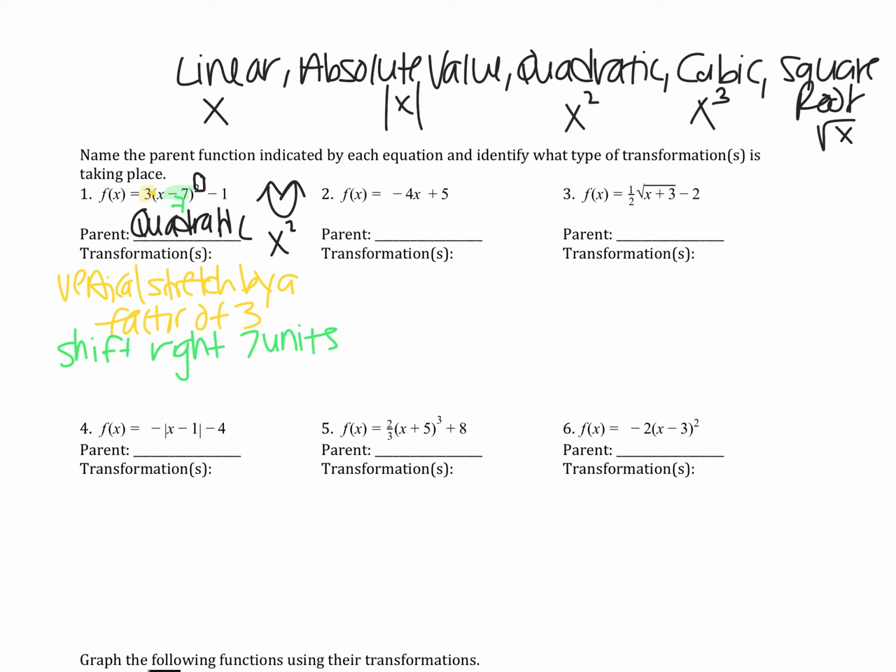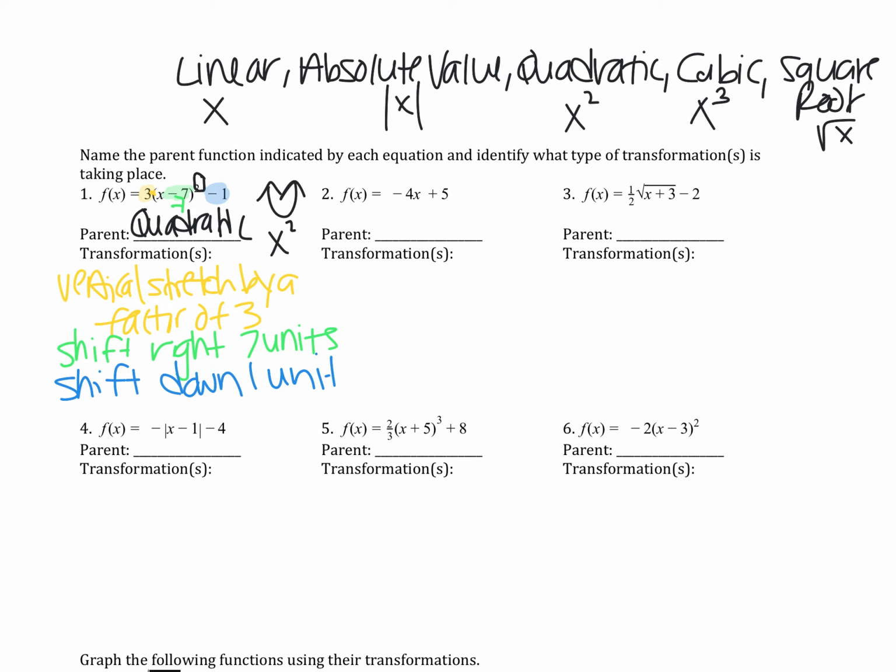Then lastly, we do whatever's at the end. In this case, there's a -1 at the end. This at the end moves it up or down. Exactly what we think. So this -1 at the end is going to shift it down 1 unit. So that's all that we're trying to do in this part, is just be able to identify the parent function and transformations taking place.